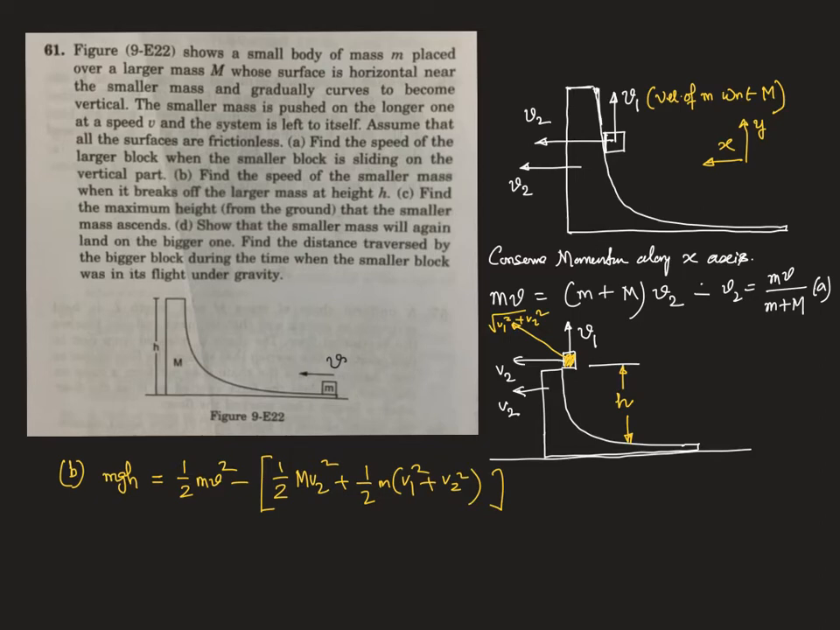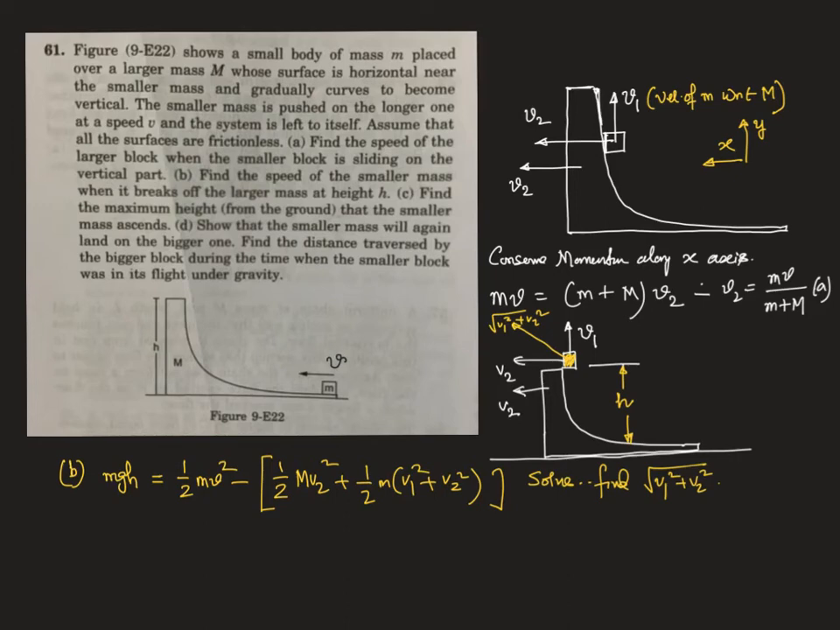So hence from this you can solve for the speed of the small mass, and find this root over v1 square plus v2 square. Else you can do the calculation.